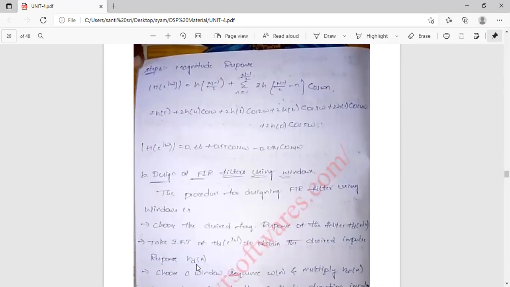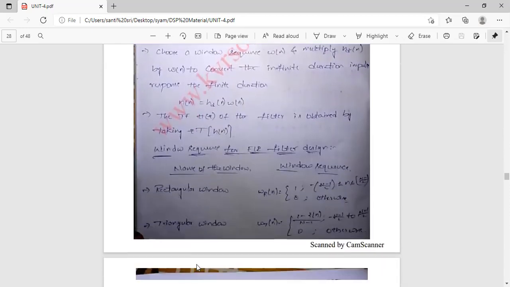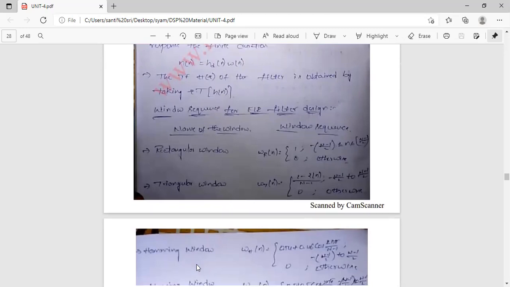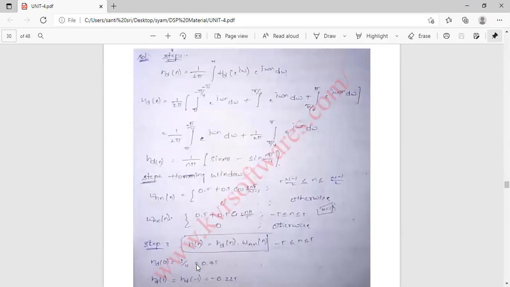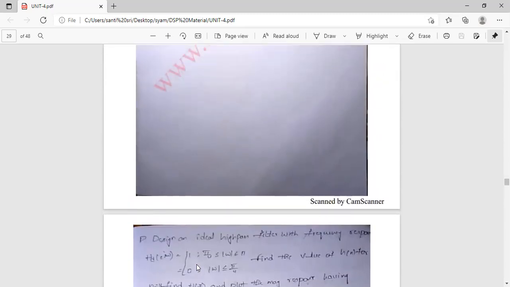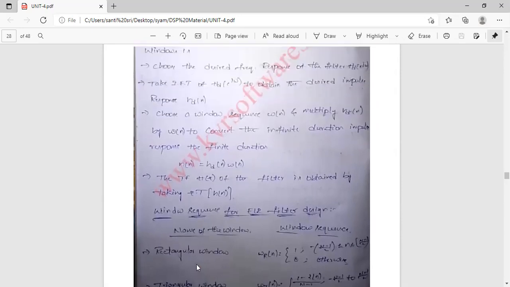Next, this is the Fourier series method. Next, the second method is the design of FIR filter using the Windows method. Okay, using the Windows method. So we'll discuss this Windows method, right? So the second method is the Windows method.